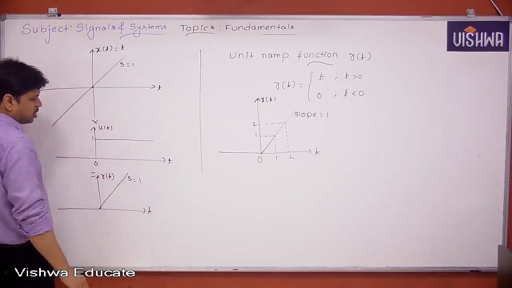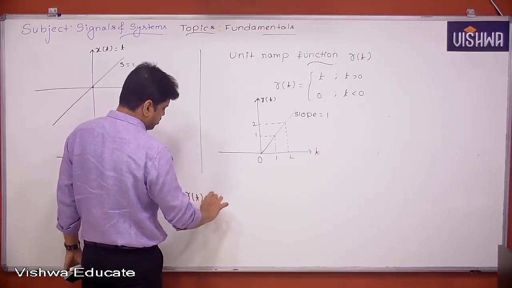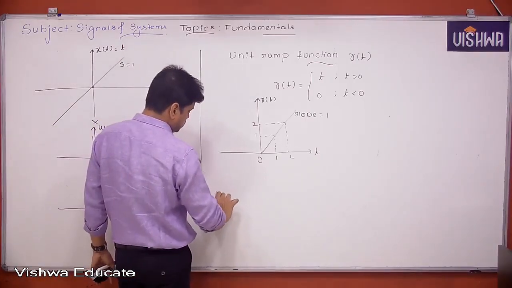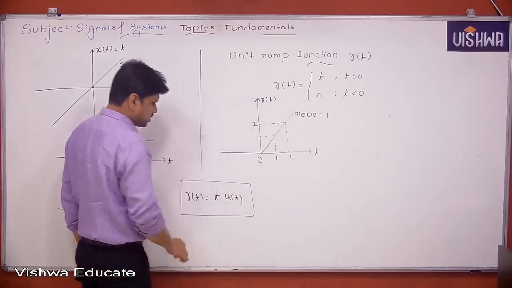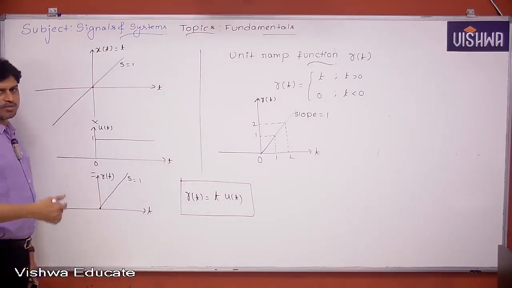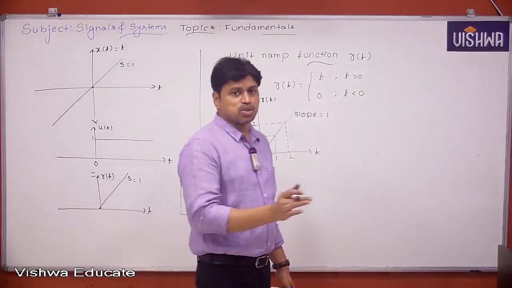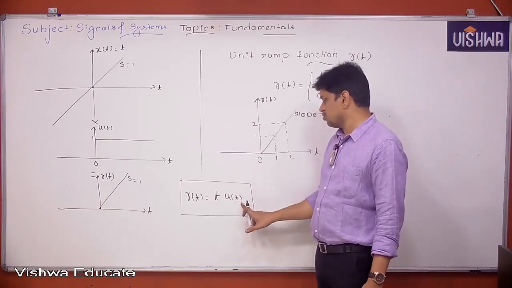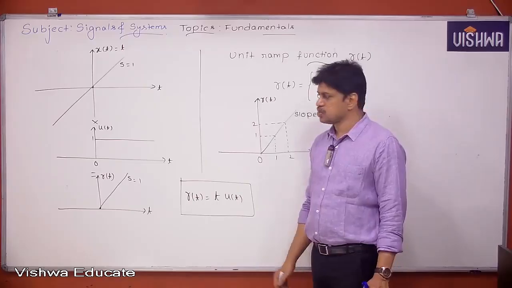Yes. So can I simply conclude that r of t is nothing but the multiplication of a function which is t and u of t? That is, t u of t. Simply t exists for both positive and negative values of time. Whenever a function is multiplied with u of t, it indicates the existence is only for positive values of time. So keep that in mind. Okay, make a note.